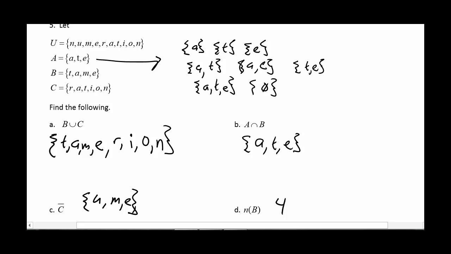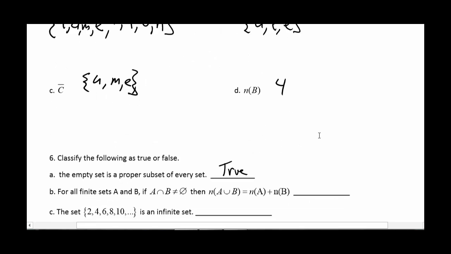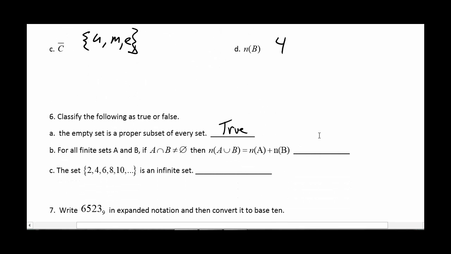Actually, all except ATE would be considered a proper subset. Proper subset simply means that there are more elements that I know of other than A, T, and E. So A, T, and E is the set, so I can't say that there's more than that in there. Anyways, going back to this question, the empty set is a proper subset of every set. Yes, that is true.